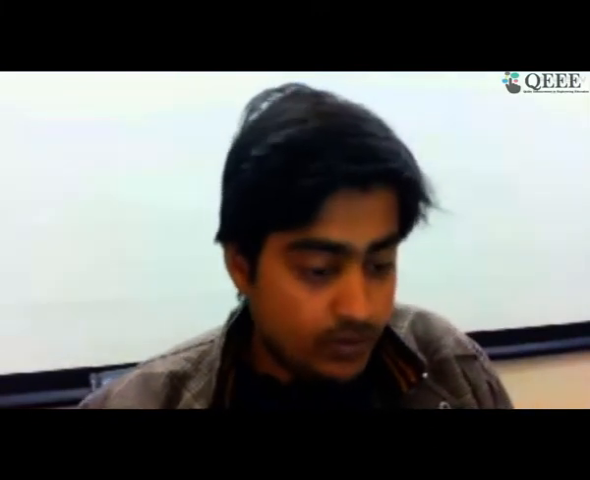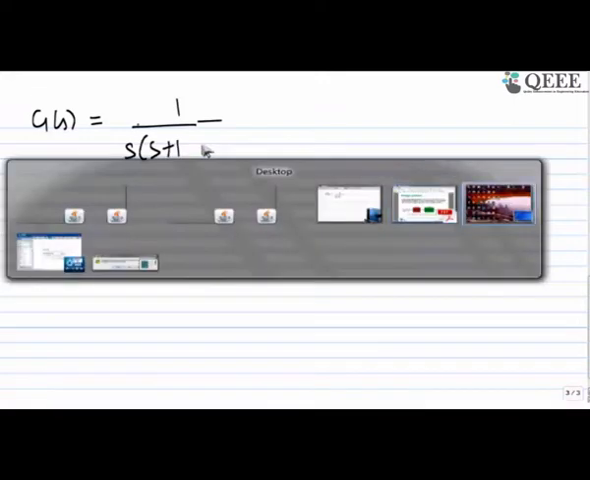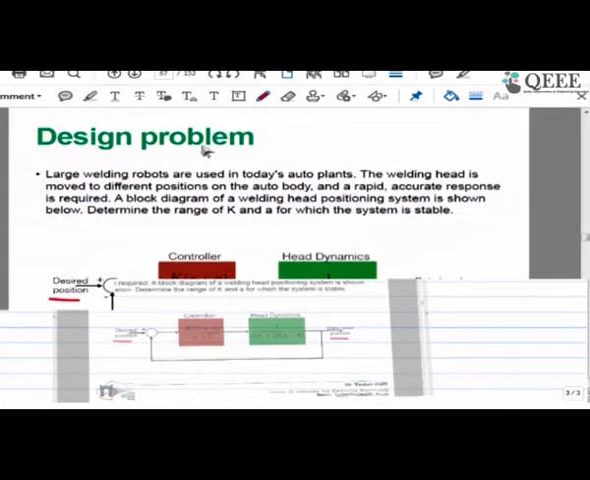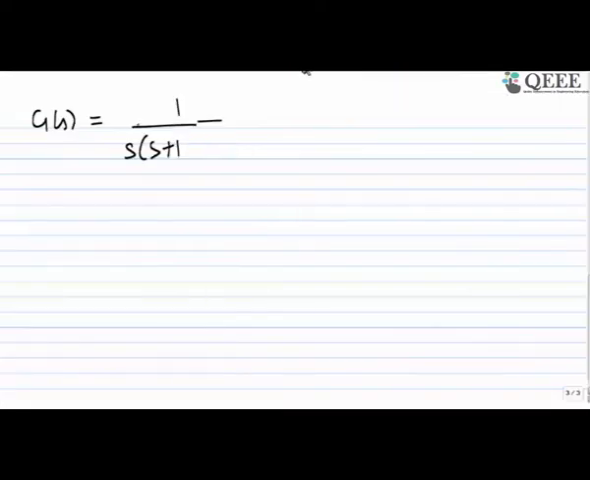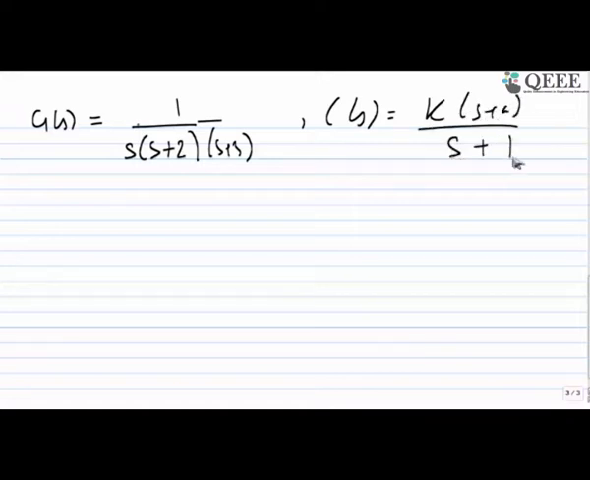We'll take a couple of interactions later on. Were you able to solve the design problem which I gave you? The problem was, we have G of s equal to 1 upon s plus 1, s plus 2, s plus 3. We have C of s equal to K times s plus a upon s plus 1.